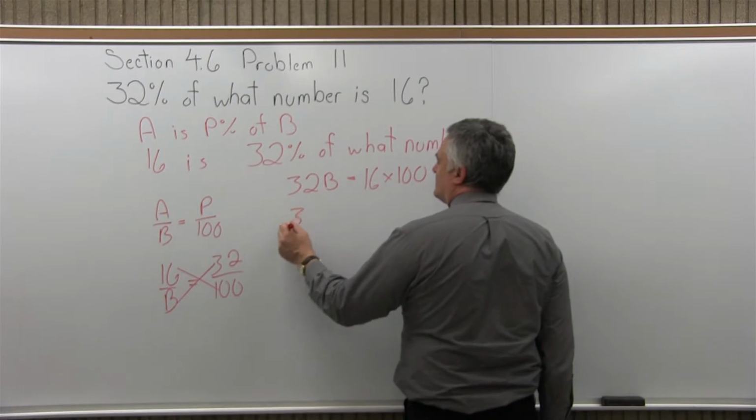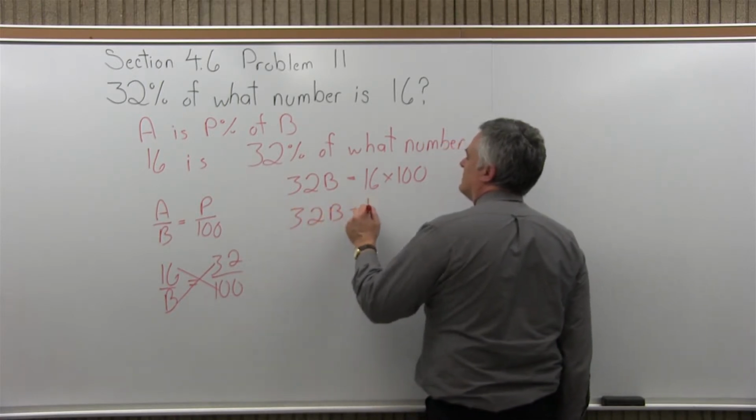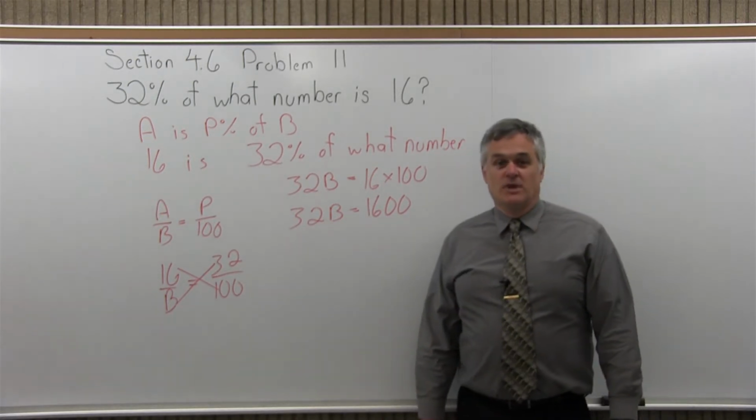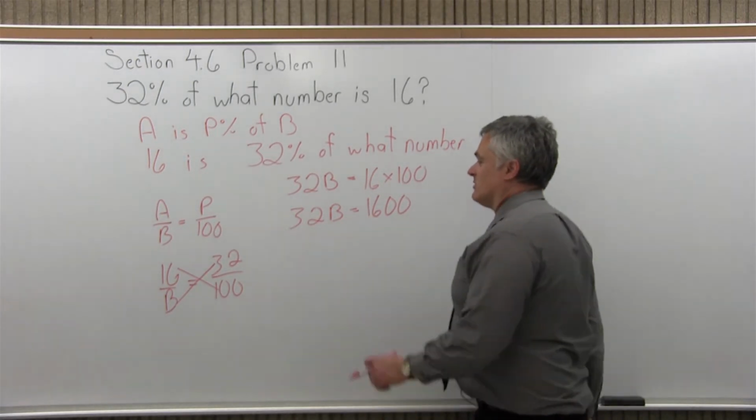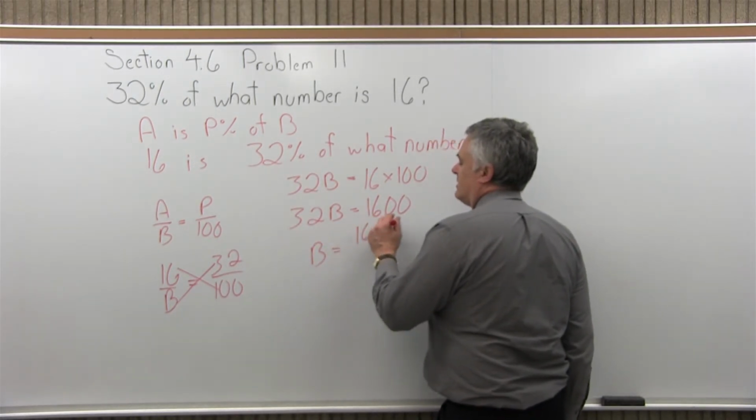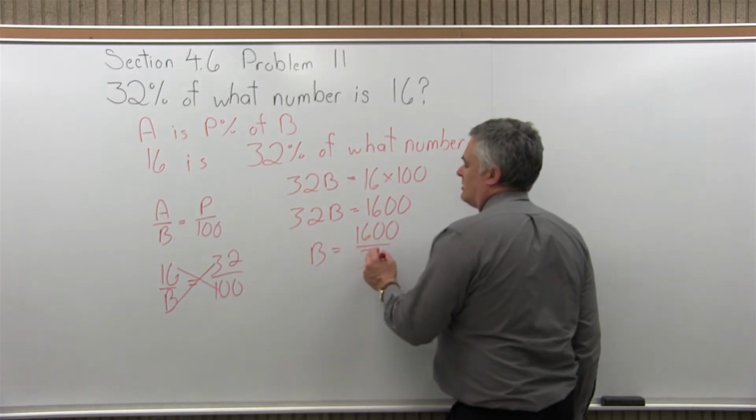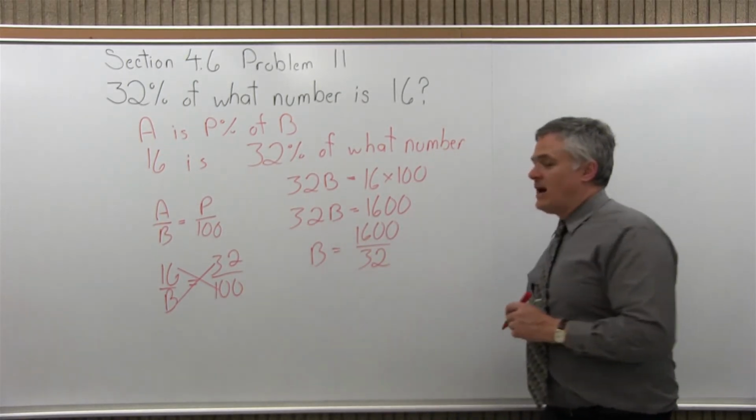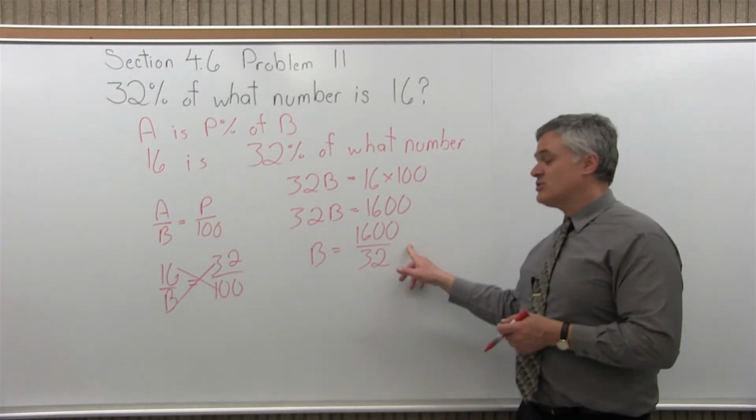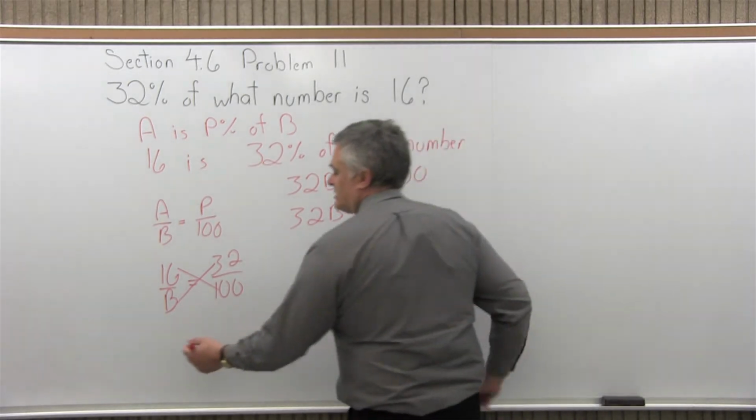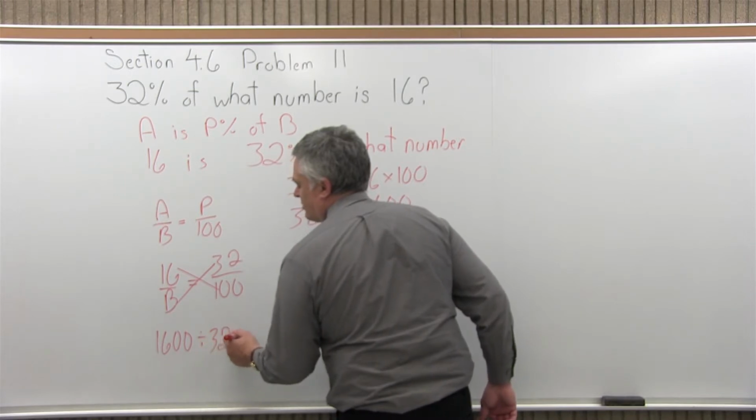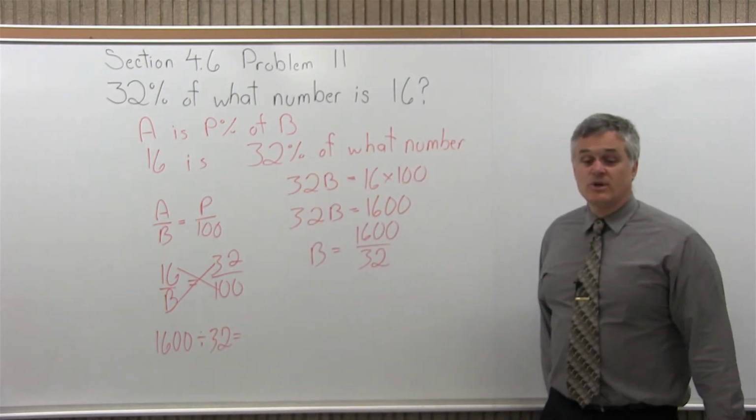Which is simply going to be 1,600. That's fairly easy. Now, to solve for B, because I want B equals, not 32B equals, I'll divide away the 32. B equals 1,600 divided by 32. That's not a division that most people are going to be able to do easily in their head. So if your teacher will allow you to use a calculator, just put in the numerator first, 1,600 divided by the denominator, 32 equals, and you'll get the answer right away.